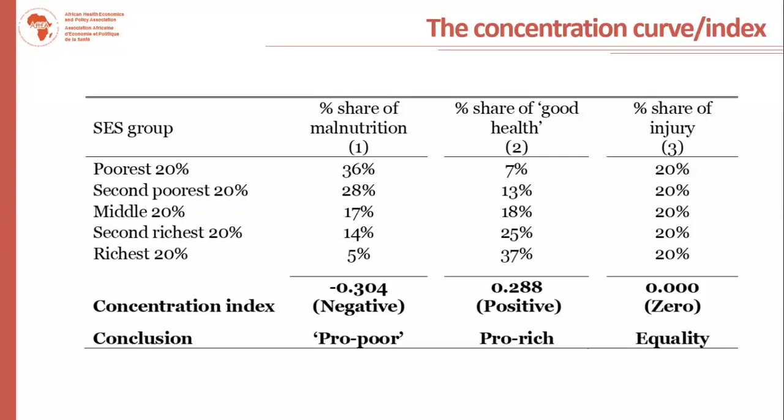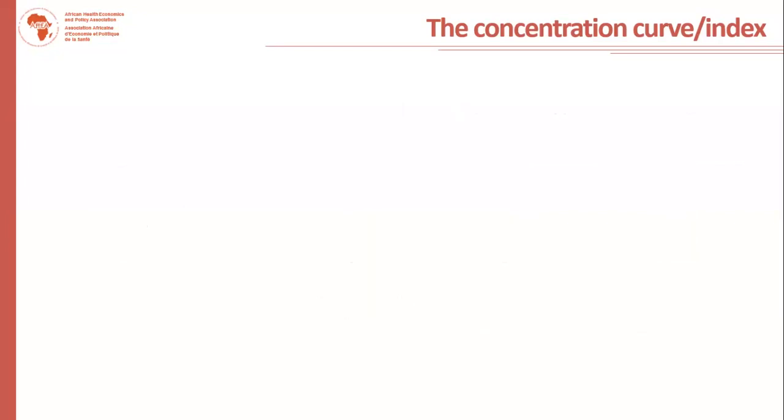In that case, the concentration index is 0. The conclusion is that it's equality. Is that not equal? Everyone, injury is happening to everyone. So it doesn't really matter who you are. It's all the same. Now we can plot this on a graph.